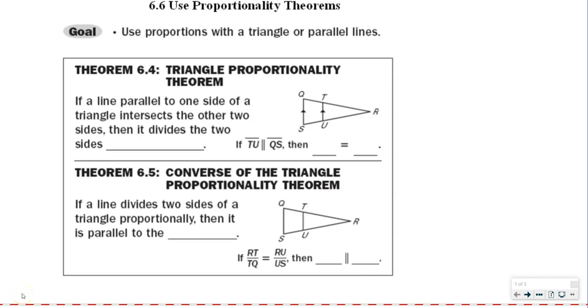All right, class, next section, 6.6, Use Proportionality Theorems. So the first theorem is 6.4, Triangle Proportionality Theorem. And it states, if a line parallel to one side of a triangle intersects the other two sides, then it divides the two sides proportionally.